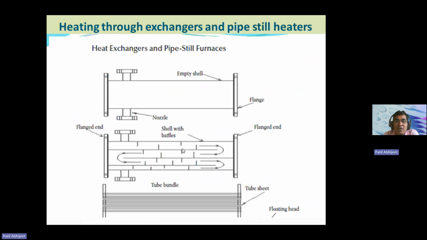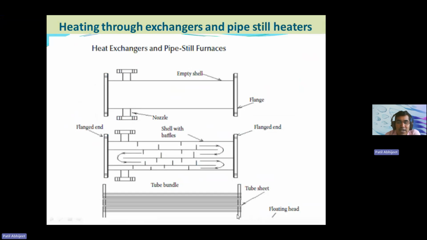Another type is the various kinds of exchangers that we have studied earlier: the fixed tube sheet type of heat exchanger, then the flanged end type of exchanger, and the floating head type of exchanger. These are utilized here. So these are the heat exchangers and pipe still furnaces that can be used.